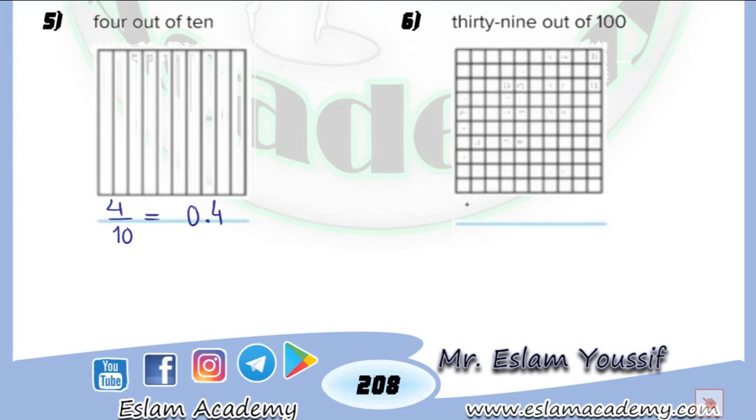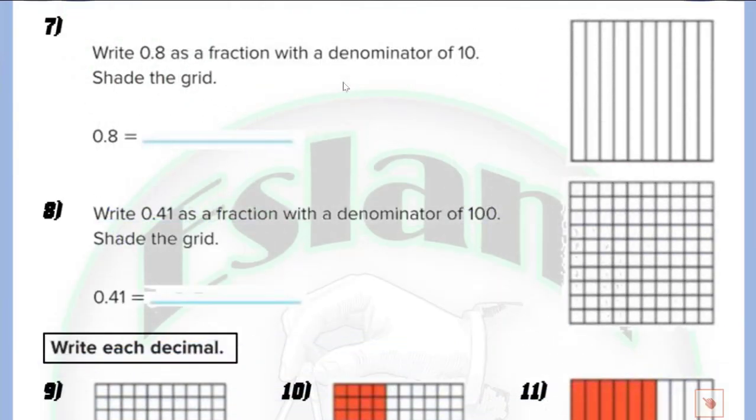39 out of 100. Just write 39 out of 100, and we will shade 39 squares. If you need to write it as a decimal, just write 39. Because we have 100, just count 2 digits from the right, then put the decimal point, so the answer will be equal to 0.39. In question number 7, we need to write 0.8 as a fraction, with denominator equal to 10.